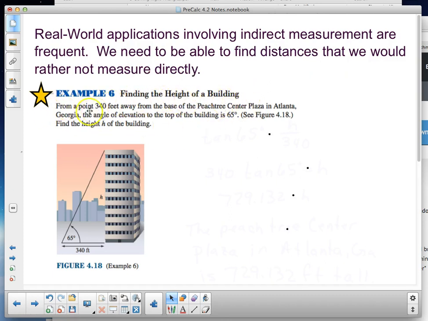So finding the height of a building from a point 340 feet away from the base of the Peachtree Center Plaza in Atlanta, Georgia, the angle of elevation to the top of the building is 65 degrees. So we get angle of elevation, 340 feet away. So really I'm looking for the height. This is an opposite over adjacent problem, so I'm going to be using tangent. The tangent of 65 is going to be equal to the height over 340. Well, I just multiply by 340. Tangent of 65 is equal to h.